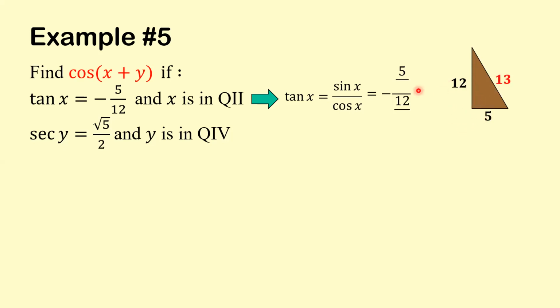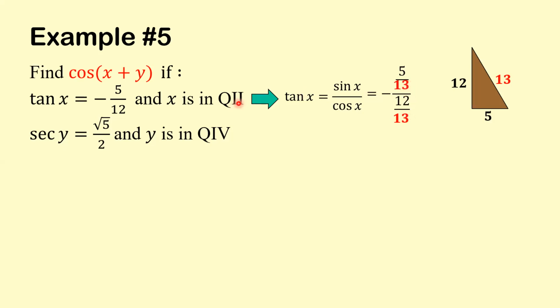Ayun. So 13 will be the hypotenuse, meaning 5 over 13, yung sine x. 12 over 13 is the numerical value for cosine x. Ngayon, negative yung quotient. Pero, nasa quadrant 2 tayo. So, which one is positive? Which one is negative? So, kung negative yung quotient, that means either of these is negative. The other is positive, unlike signs, no?